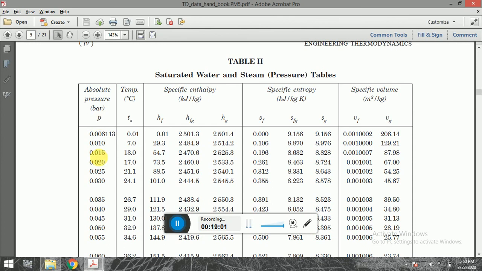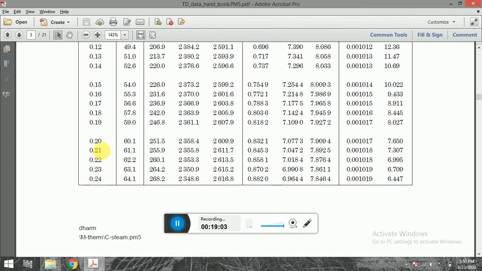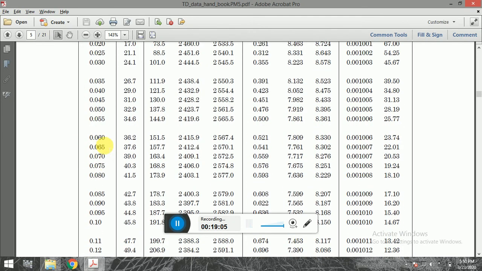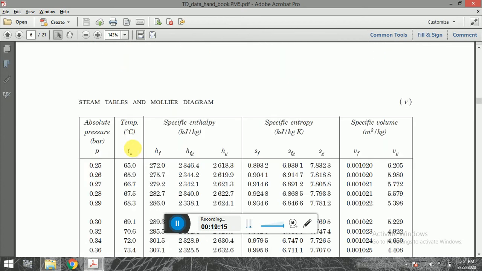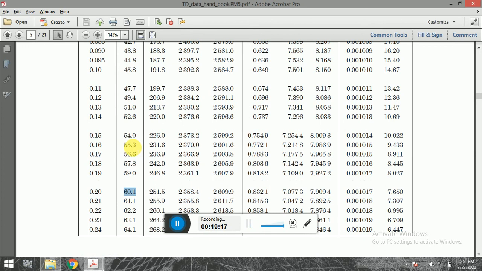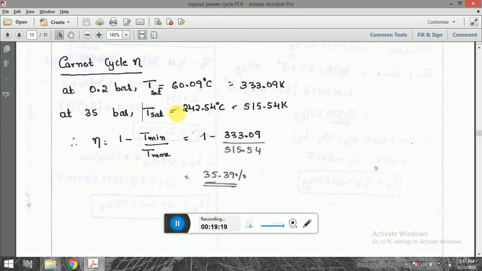What is the condenser pressure? It is 0.2 bar. So what is the saturation temperature? For 0.2 bar, it is 60.1. So this is T minimum, that is, the minimum temperature is 60.1. And what is our maximum temperature? The maximum temperature is 242.5. We need to convert it into Kelvin: 242.54 plus 273, and 60.09 plus 273.